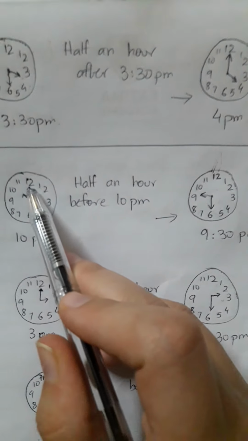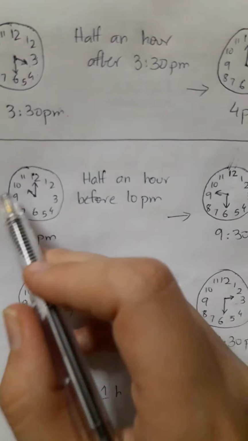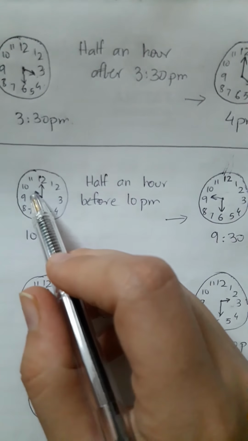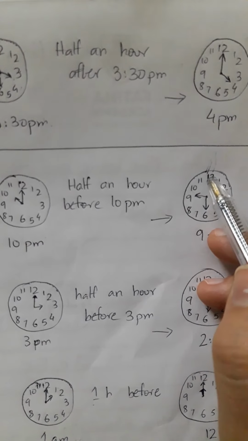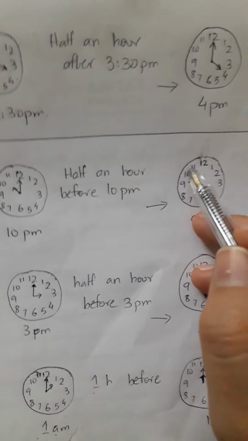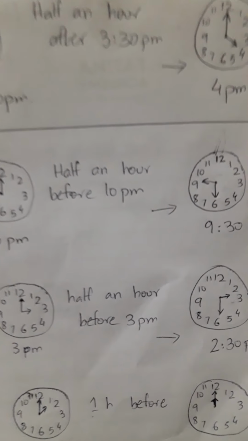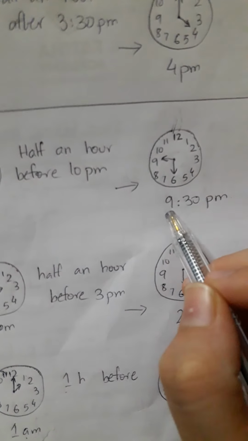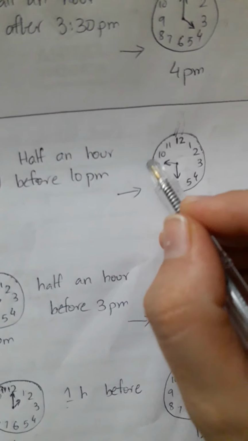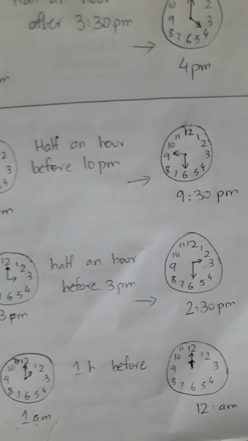Why 9:30 p.m.? Because whenever we move this minute arm half a turn, the hour arm, which right now is pointing completely at 10, always comes between 9 and 10. And whenever our hour arm is pointing between two digits and we have to tell the time, for the hour we will always consider the smaller digit. So we will say it is 9:30 p.m.